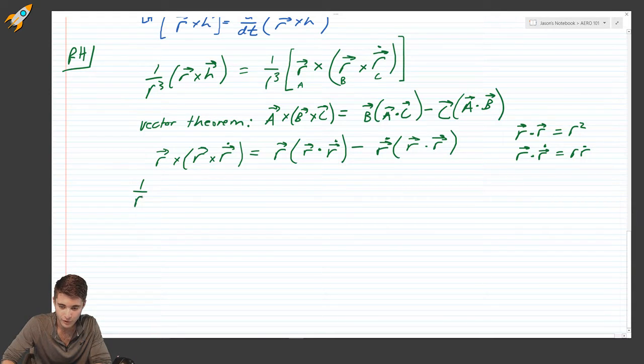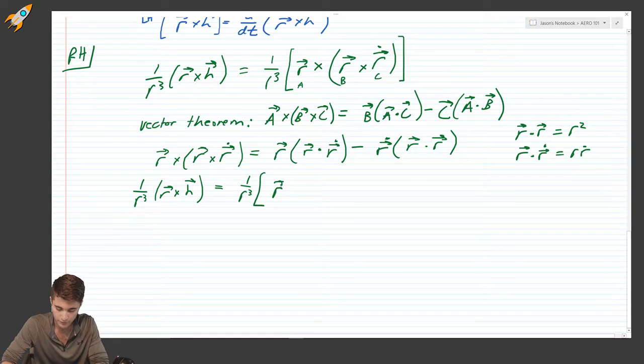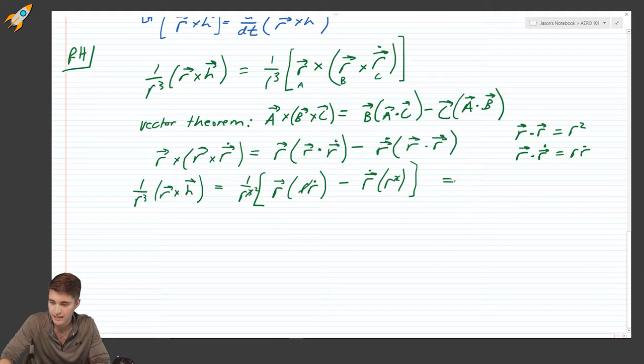1 over r cubed r cross h is then equal to the following. It's equal to 1 over r cubed r vector multiplied by r dot minus r dot vector r squared. And check this out. We can actually remove this; this goes down to a 2, this goes away, and this goes down to a 1. So this is now equal to just r vector multiplied by r dot minus r dot vector multiplied by r, over r squared.